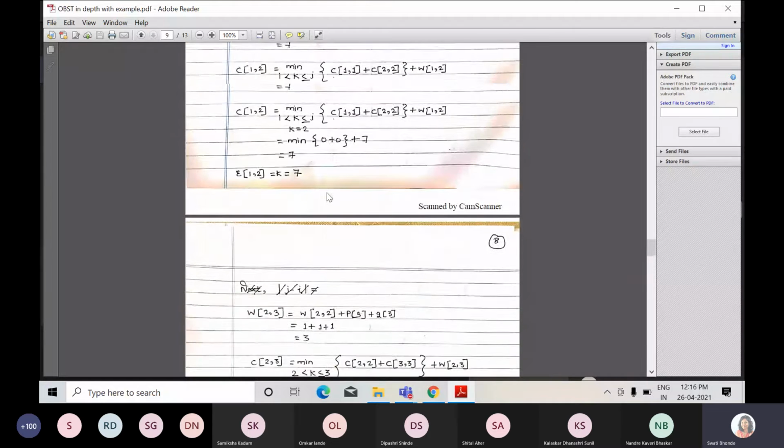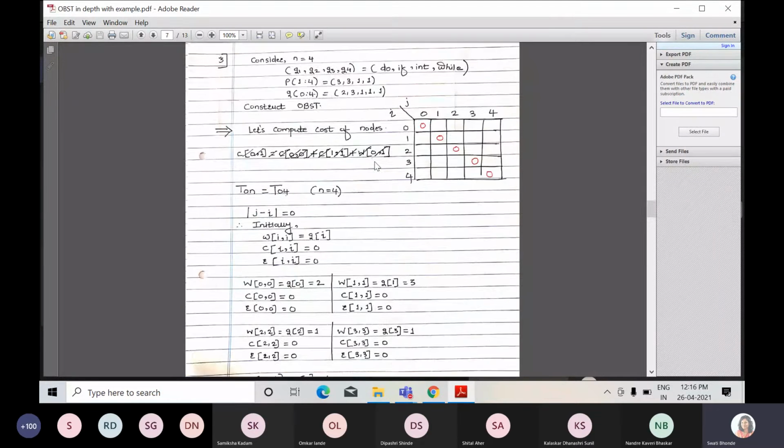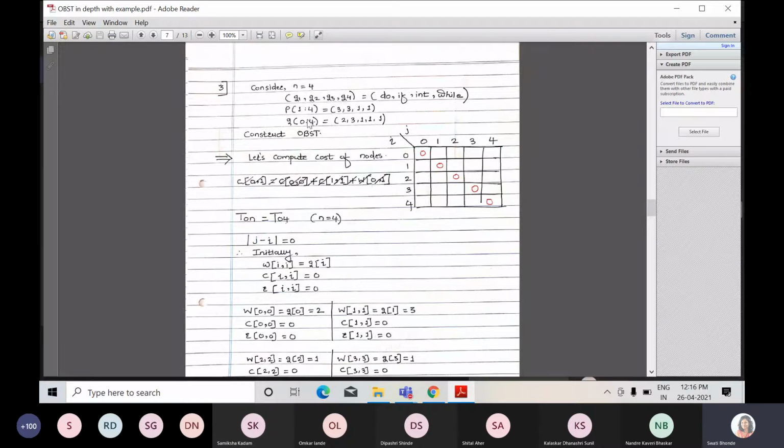Okay, now what is the next term? P of 1 plus q of 1. कुठून आणायचं p of 1 आणि q of 1? Already in the question they have given p of 1 to 4. So p of 1 is 3. p of 2 काय आहे? 3. p of 3 काय आहे? 1. आणि p of 4 काय आहे? 1. What about q? अरे this q array corresponds to values 0 to 4 ना. q of 0 2 झाला, q of 1 3 झाला, q of 2 1 झाला, q of 3 1 झाला आणि q of 4 सुद्धा 1 झाला.